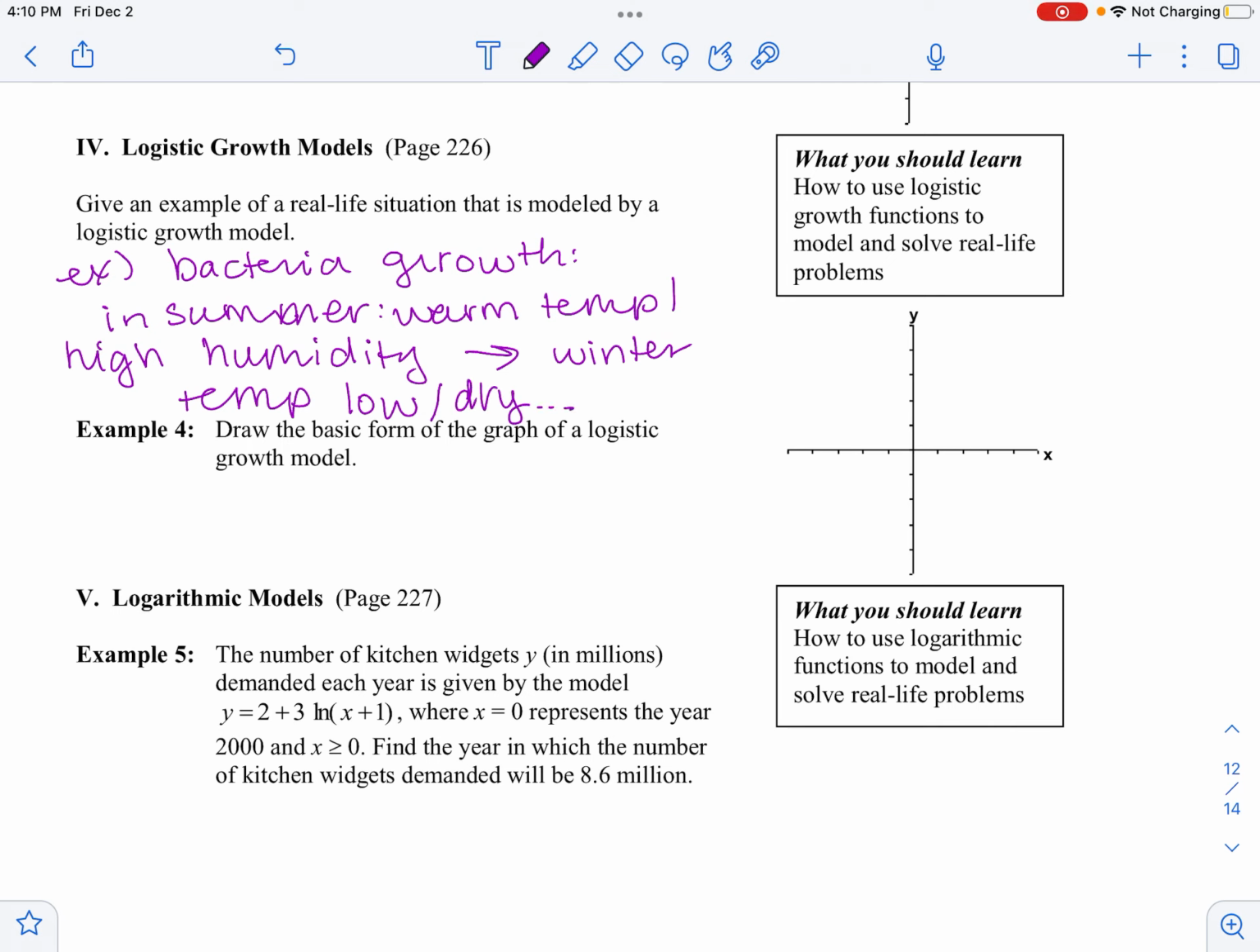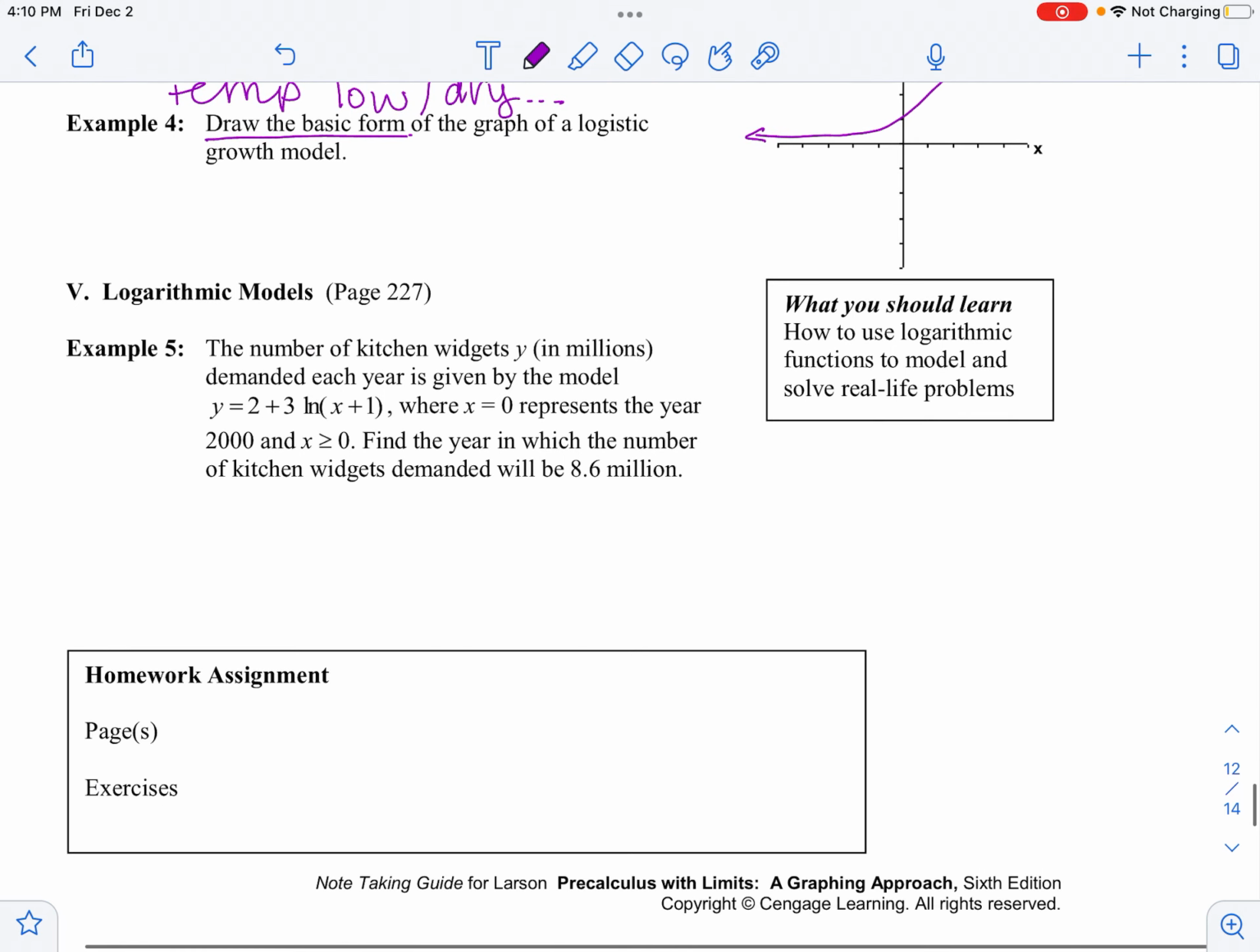So bacteria that thrive in warm, high humidity in the winter would decrease that population. It's not going to produce so rapidly. And if I were to draw that basic form of the graph for logistic growth, it would look something like this, where it kind of rapidly grows and then it tapers off. So that's our logistic growth model.